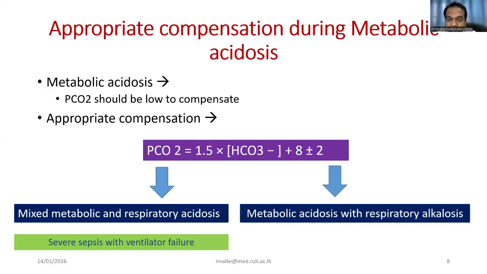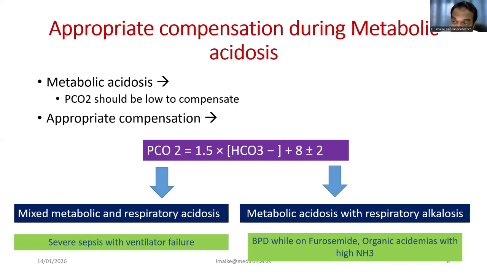But if you see this pattern, your PCO2 is lower than what it should have been. If it is the case, that means you have to think of a possible other respiratory stimulant in the body. That is classically seen in inherited metabolic disorders where hyperammonemia is there, and also neonates who were on furosemide with bronchopulmonary dysplasia. So we will discuss these things later.